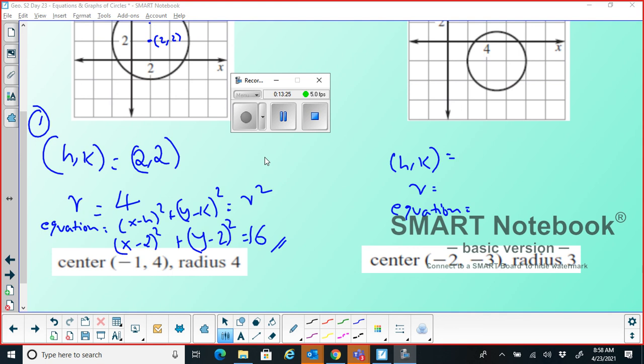On this particular problem, we have to find the equation of the circle, and first we have to find the center and radius. Let me check your answers, then I'll go over the solution.